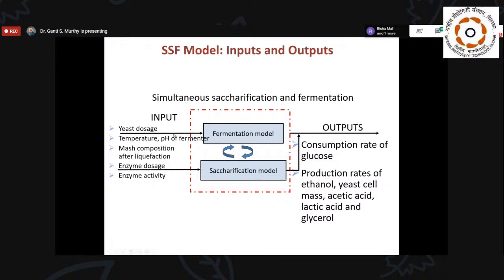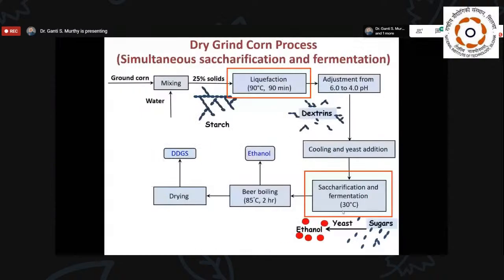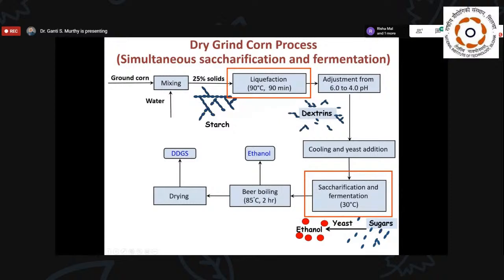So the process inputs for this are yeast dosage, temperature, pH, mash composition after liquefaction, enzyme dosage, this is a glucoamylase enzyme, and then the enzyme activity. And what we get as outputs are the consumption rates of glucose, production rates of ethanol, yeast cell mass, acetic acid, lactic acid, and glycerol. We are very interested in the production rate of ethanol and the consumption rate of glucose. So now you can see how we have taken the model for liquefaction and made another model for the saccharification fermentation process.